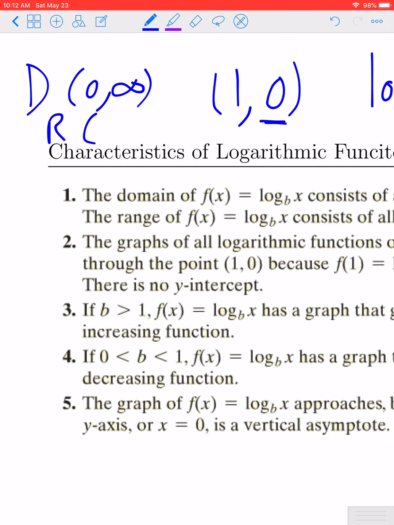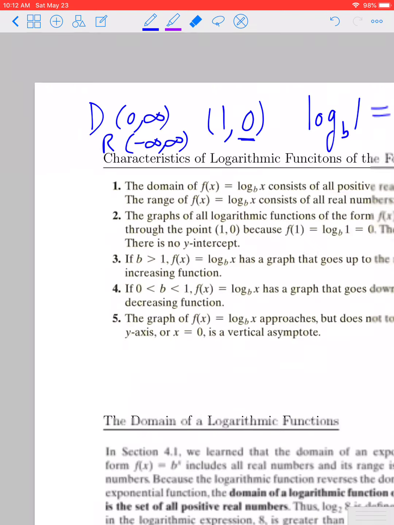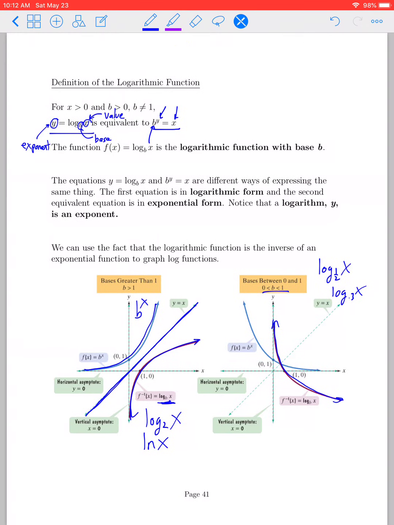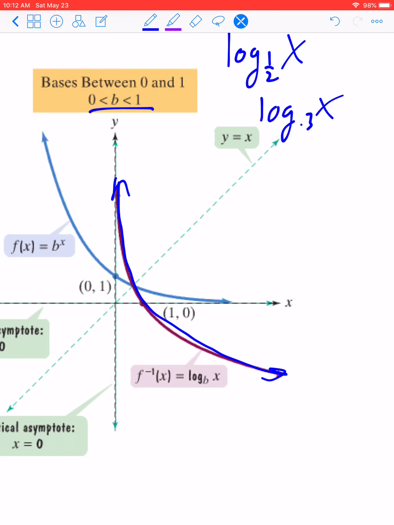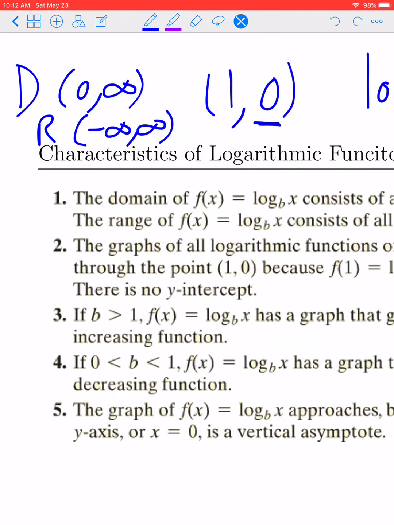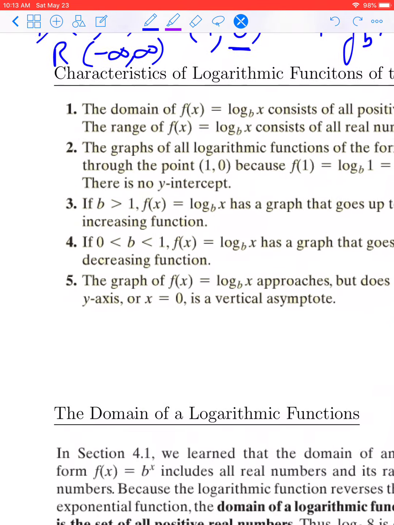And then the range will be from negative infinity to positive infinity. That doesn't matter which of the two types you have. Whether you have the first type of base graph or the second log base b graph, they all have those same common characteristics. Domain is from 0 to infinity. Range is from negative infinity to positive infinity.